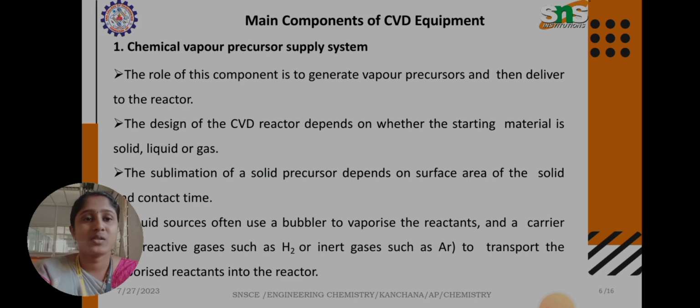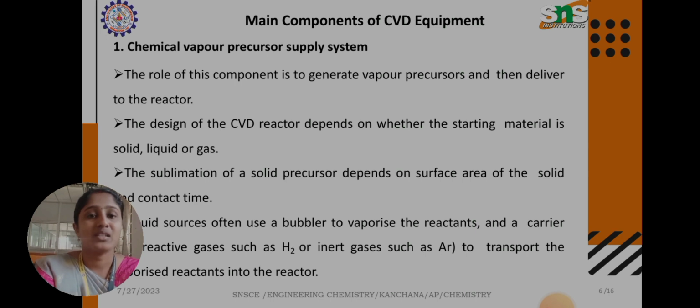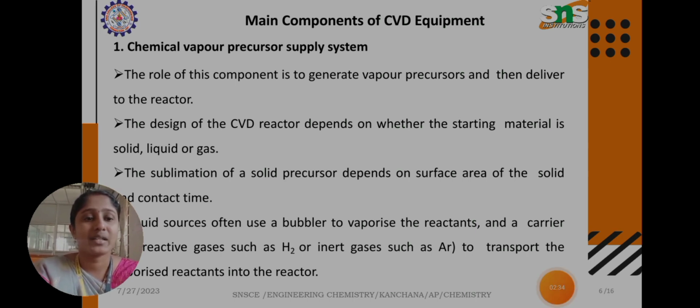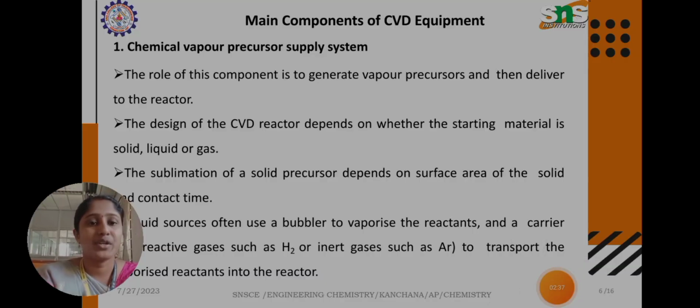Main components of CVD equipment: chemical vapor precursor supply system. The role of this component is to generate vapor precursors and then deliver them to the reactor. The design of the chemical vapor deposition reactor depends on whether the starting material is solid, liquid, or gas. The sublimation of a solid precursor depends on the surface area of the solid and contact time. Liquid sources often use a bubbler to vaporize the reactants, and carrier or reactive gases such as hydrogen, or an inert gas such as argon, to transport the vaporized reactants into the reactor.